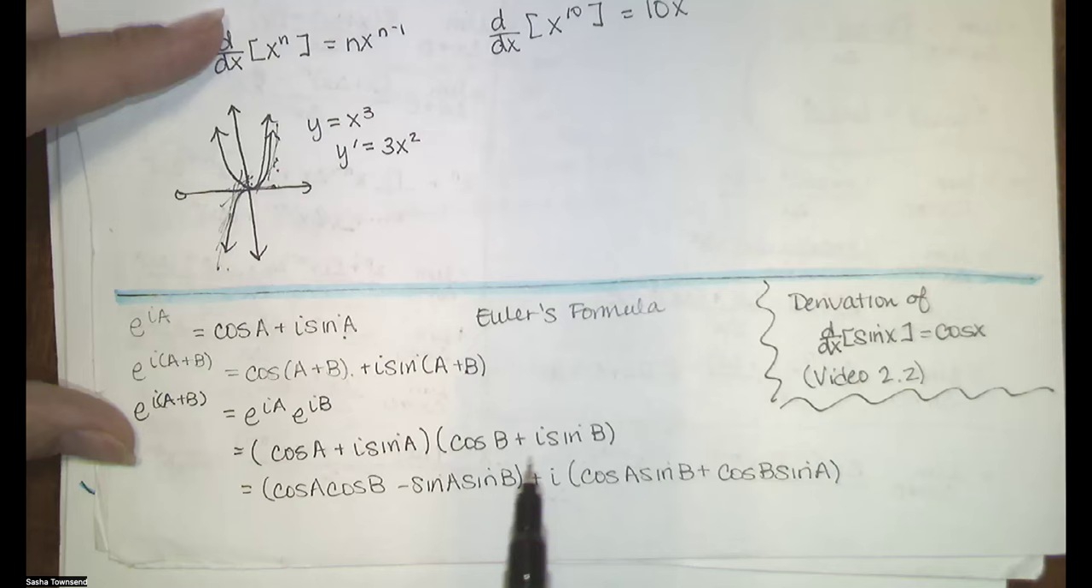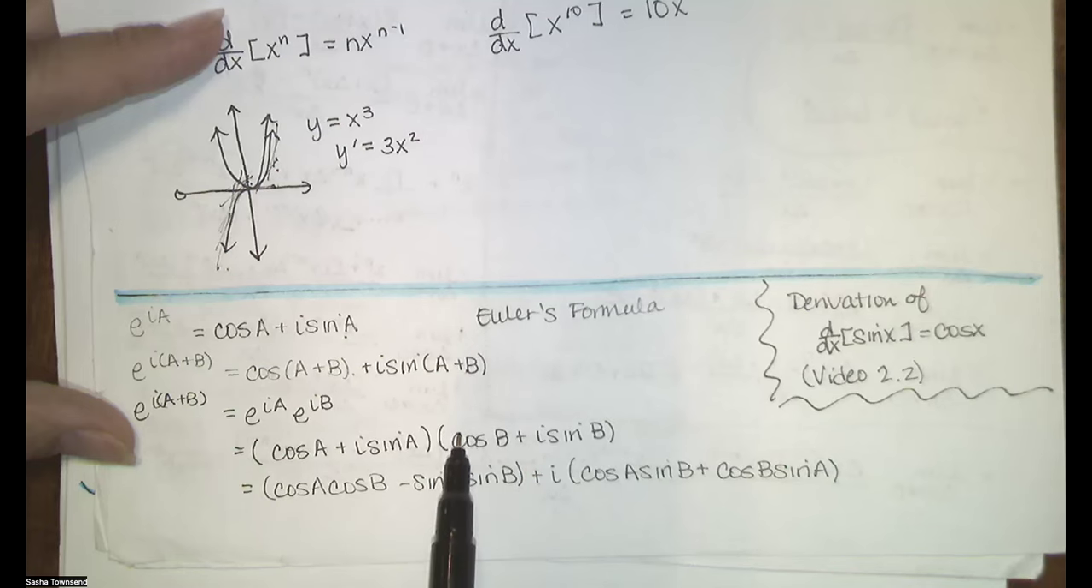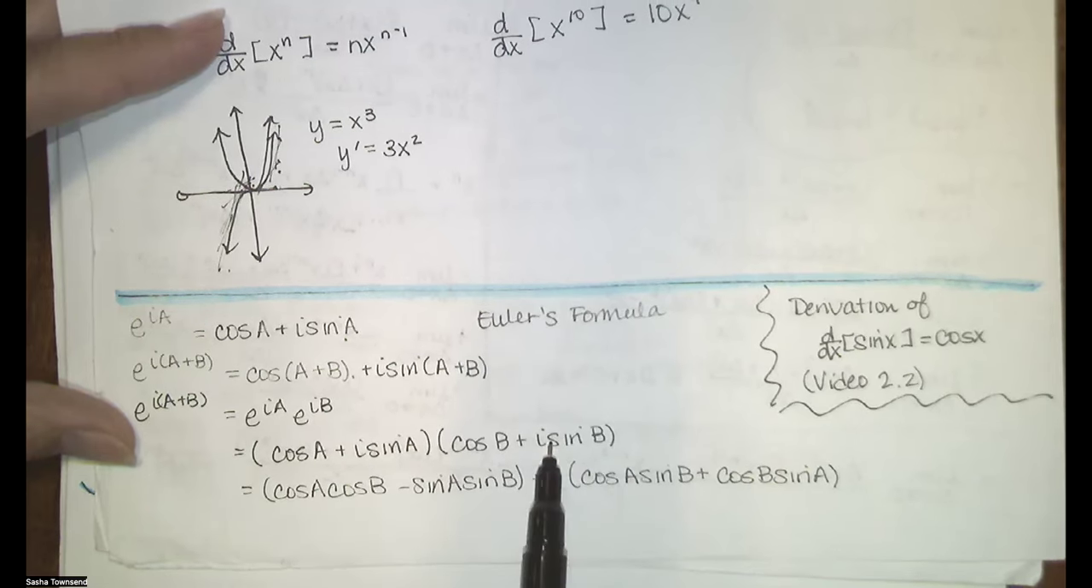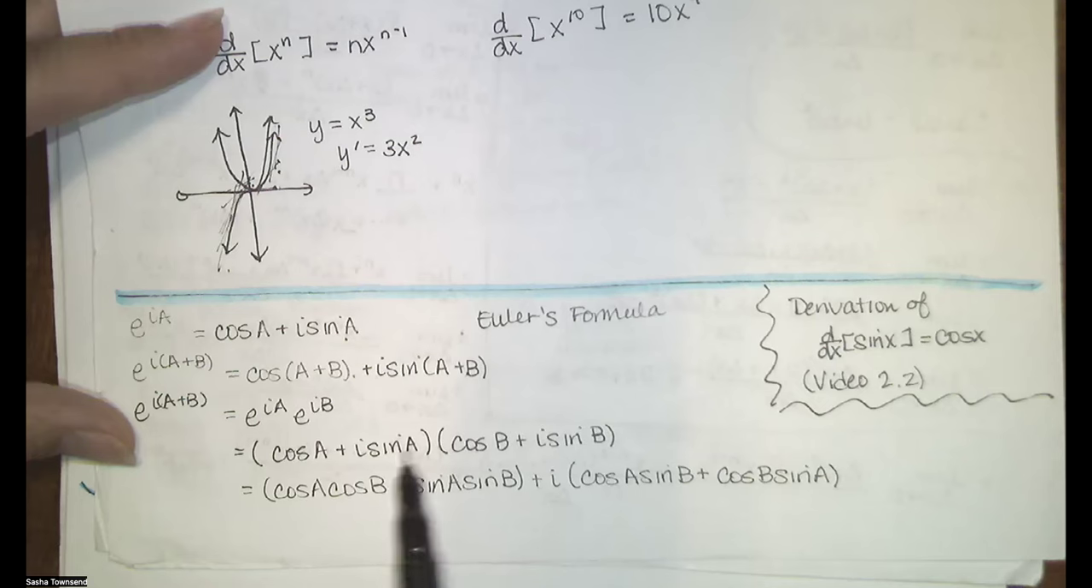And then if we distribute, first times first is a real term. So I'll write that here, cosine of A times cosine of B. And last times last is also a real term because I times I is I squared. So we'll have I sine of A times I sine of B. So that's negative sine of A sine of B. So the real part of this expression is cosine of A cosine of B minus sine of A sine of B.